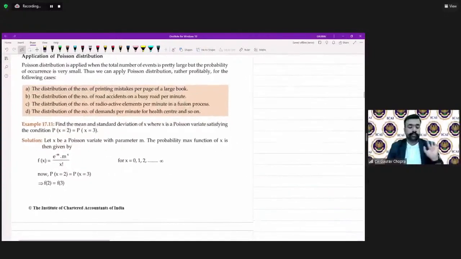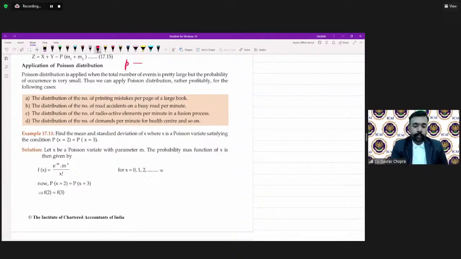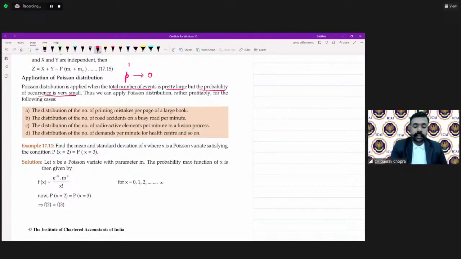Poisson distribution? Since p tends to 0, we have seen that probability is very low. So Poisson distribution is applied when the total number of events is pretty large, but the probability of occurrence is very small. That means n tends to infinity, n is a very large number, and p is very, very small. So in such cases, we use Poisson distribution.